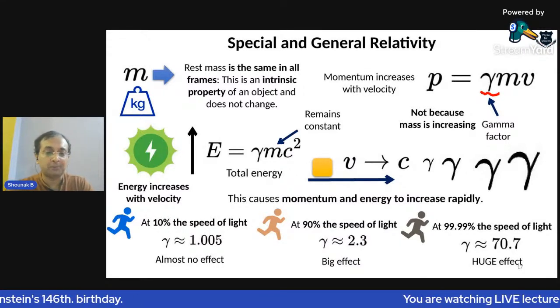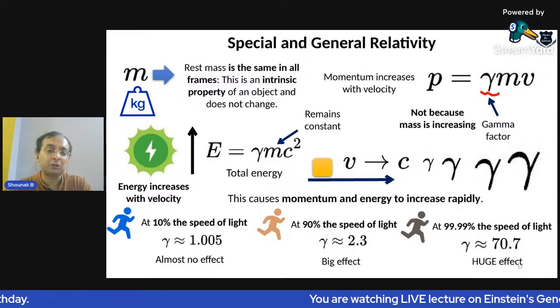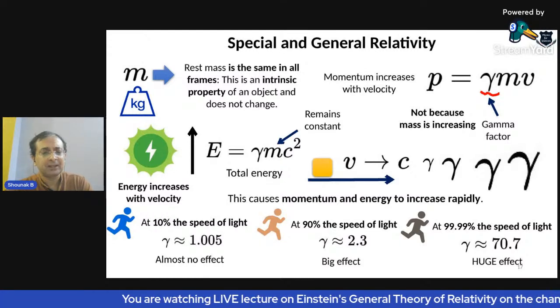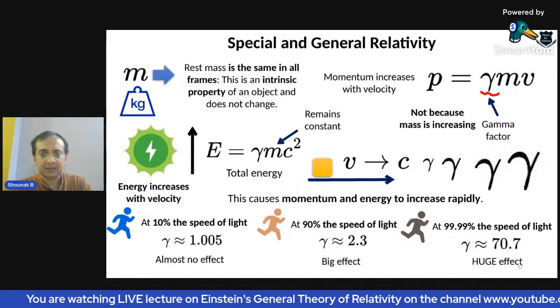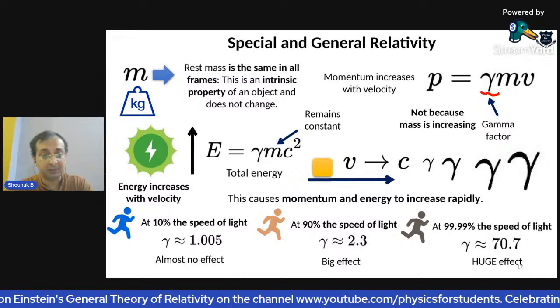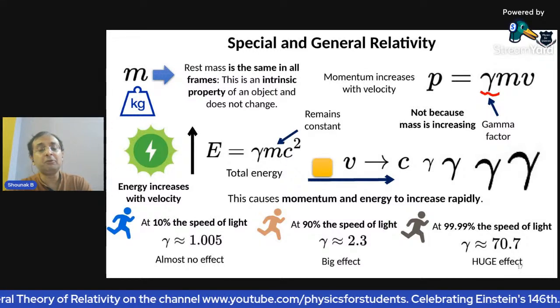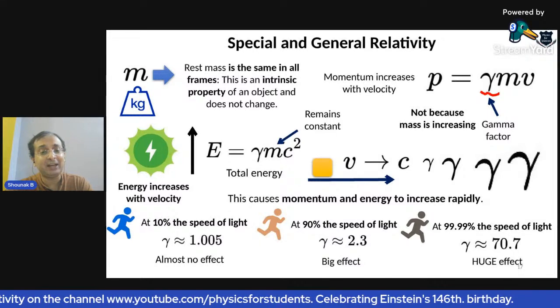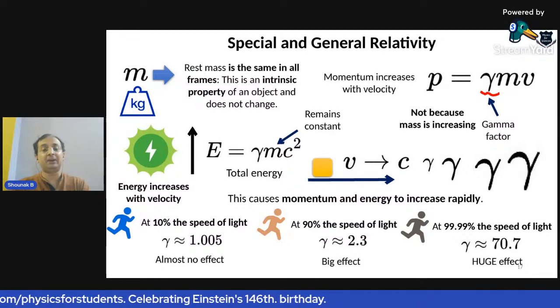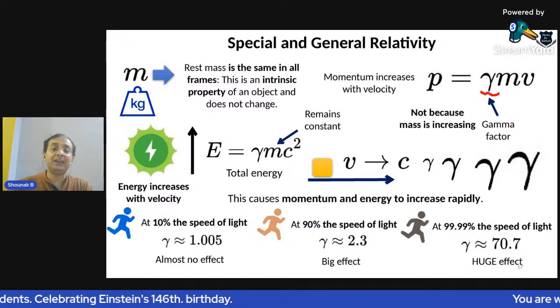Now see at the bottom, if you're moving at 10% of the speed of light, the gamma is only 1.005. That means there is no effect. Now you move at 90% of the speed of light, the gamma is 2.3, much bigger. And even if you move at 99.99999% of the speed of light, the gamma factor is 70.7. That means it increases very high.